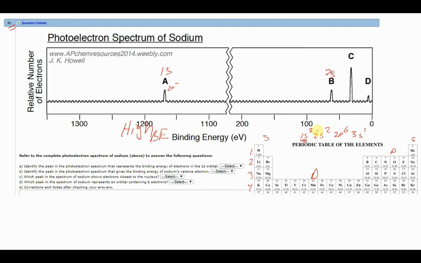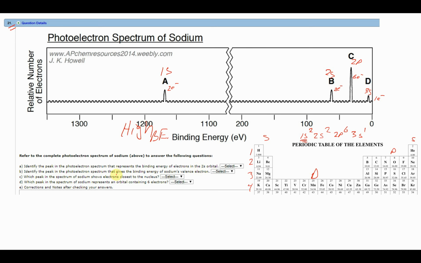This is the 2s, right? And there's 2 electrons. This is the 2p, and there are 6 electrons. And this must be the 3s, and there's only 1 electron representing that tiny little peak. So identify the peak in the photoelectron spectrum that represents the binding energy of the 2s orbital. Well, I think based on what we labeled up above, that should be pretty obvious at this point.